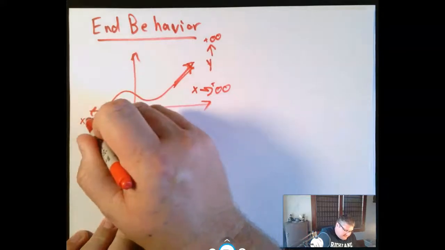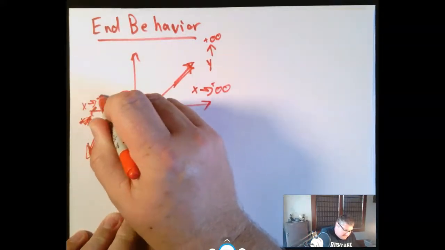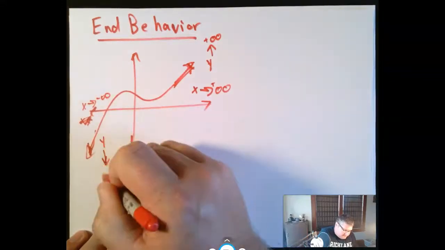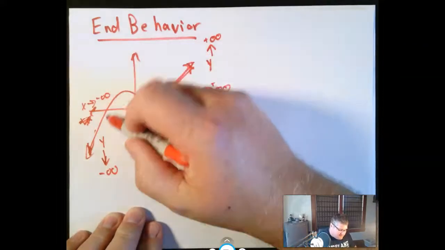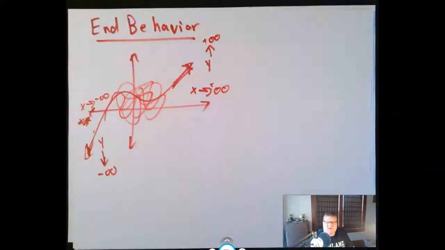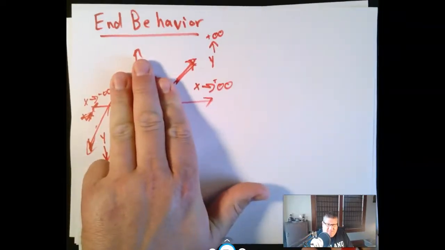So as x goes to negative infinity, y goes to negative infinity. And I don't care what happens in here, even if this totally does that. I don't care because end behavior only happens at the ends.